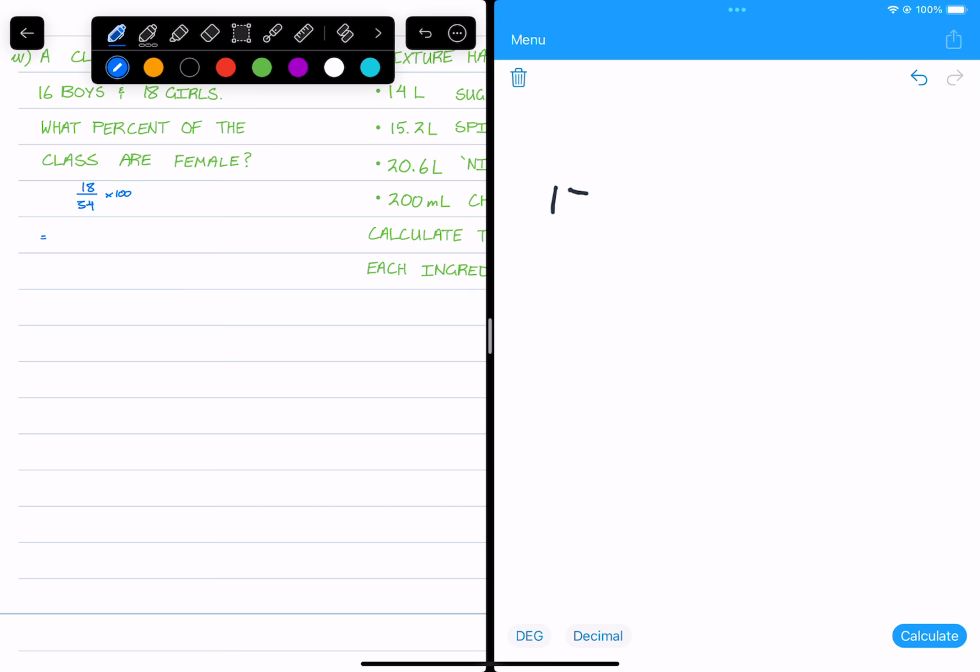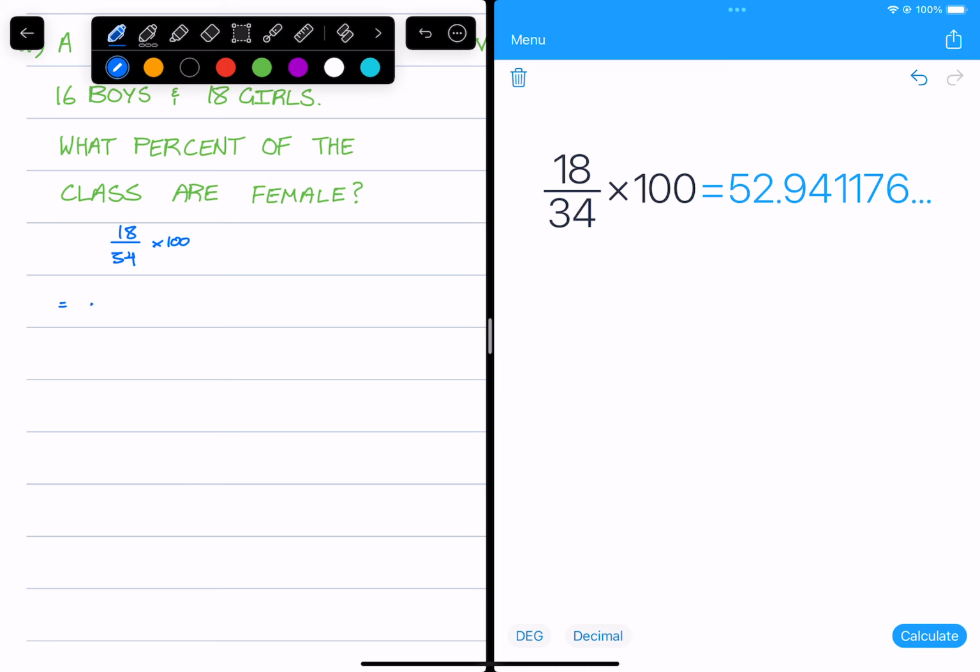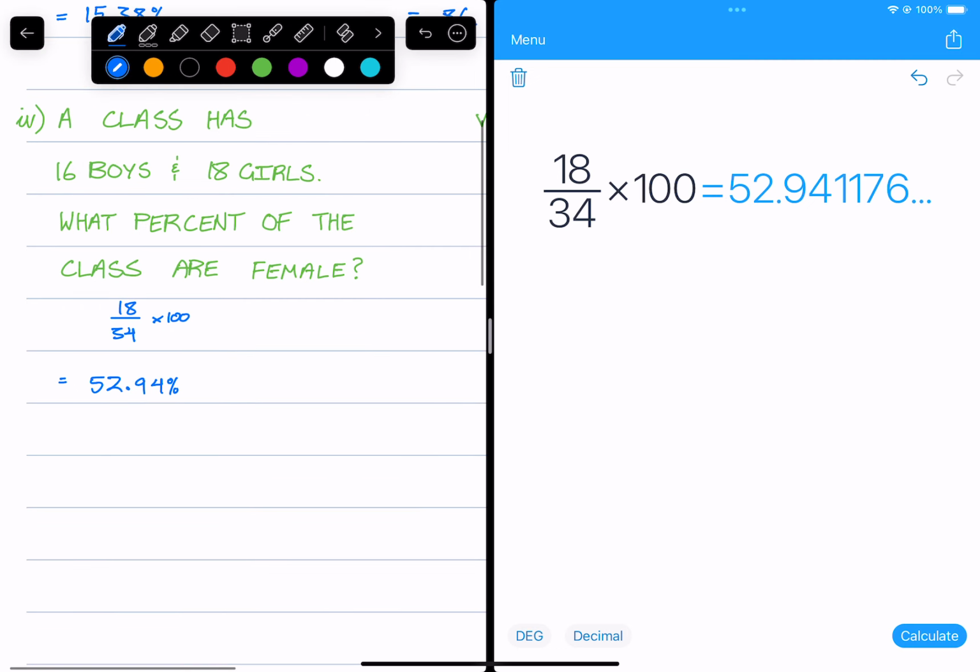So 18 over 34 times 100. That gives us 52.94%. So we can say that 52.94% are female. And there we have it.